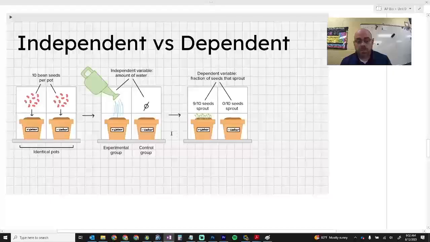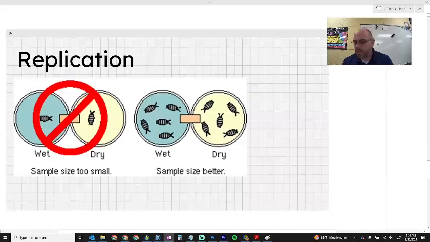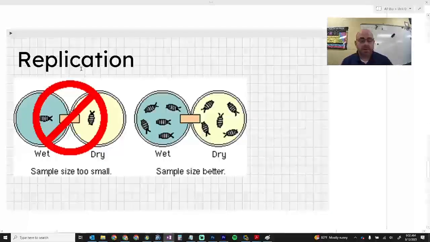And so we've talked about this experiment. I'm going to move past this slide and talk about this idea of replication. All right, this is one that you might see on an FRQ question, and it will give you an experimental result and ask you if there's anything that could be changed about the experiment to make it better. And oftentimes it's going to have to do with numbers.